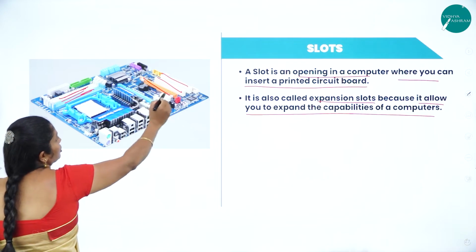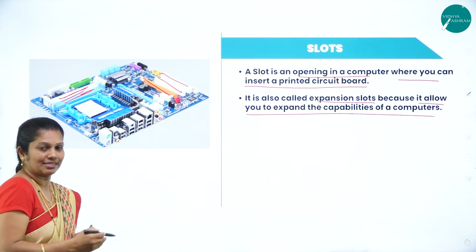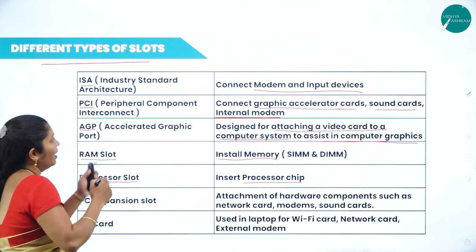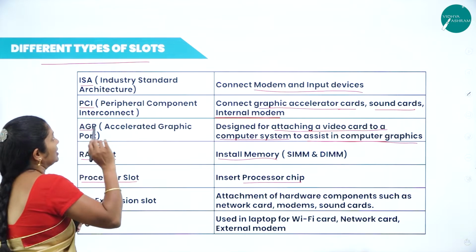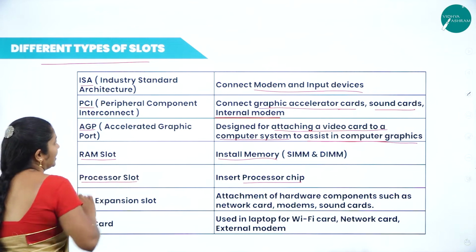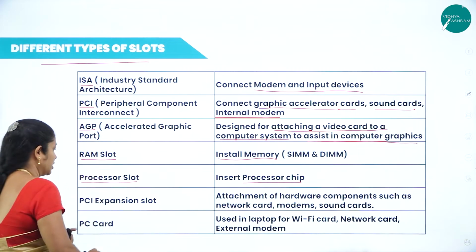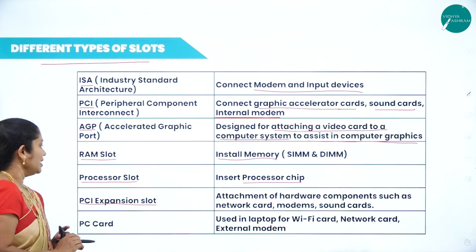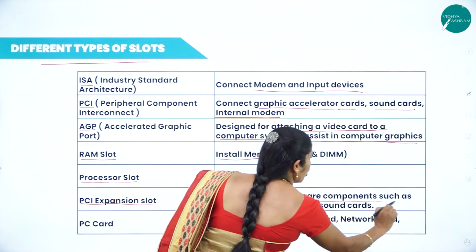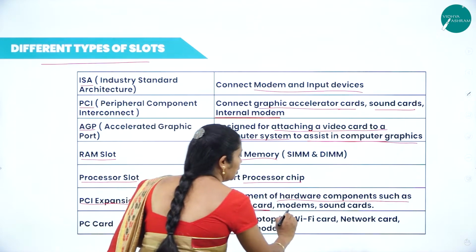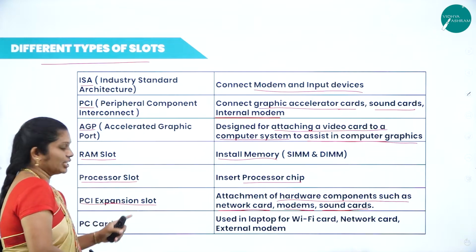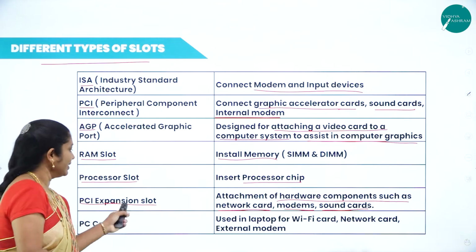Already I told you, these are the few slots where we can insert additional devices or printed circuit boards. We have ISA slots, that is Industry Standard Architecture, PCI Peripheral Component Interconnect, Accelerated Graphic Port, RAM slots, processor slot, and the next one is PCI expansion slot. This is used for attachment of hardware components such as network card, modems as well as sound card. To connect this, we need the PCI expansion slot, Peripheral Component Interconnect expansion slot.